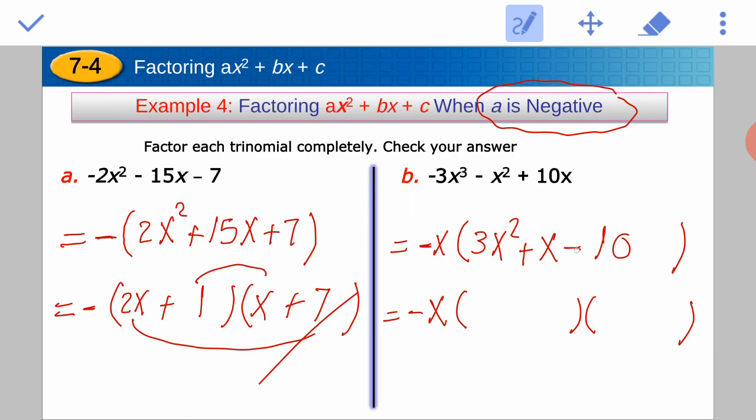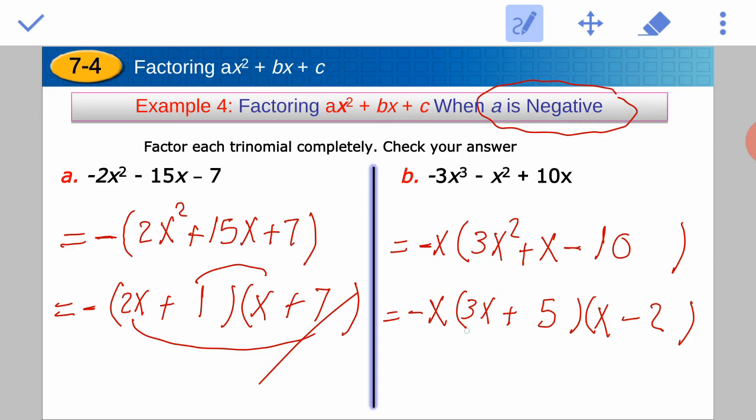If the last sign is negative, the two signs are different, one plus and one minus. 3x squared is 3x times x. This is the only way to factor 3x squared. Two ways to factor the 10: 2 times 5 and 10 times 1. We need to try one of these two scenarios. Hopefully we get the right answer the first time. So guys, let's try 5 times 2. Now we need to check 3x times x.